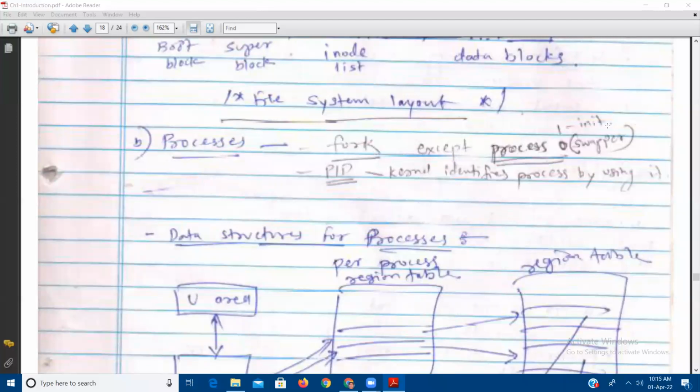So here in Unix, the init process is called the main parent, because init executes fork n number of times and creates a number of processes. Swapper executes fork only once to create init. That's why swapper is not called the main parent. Init is called the main parent.